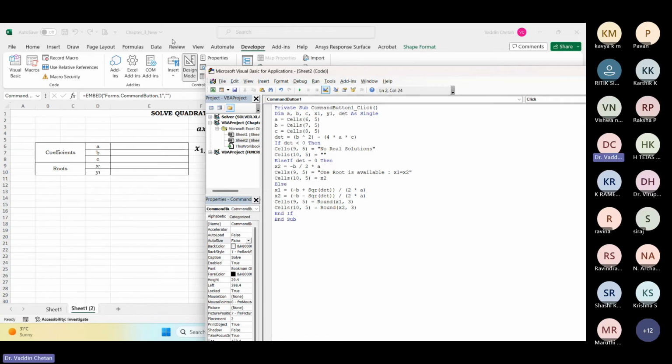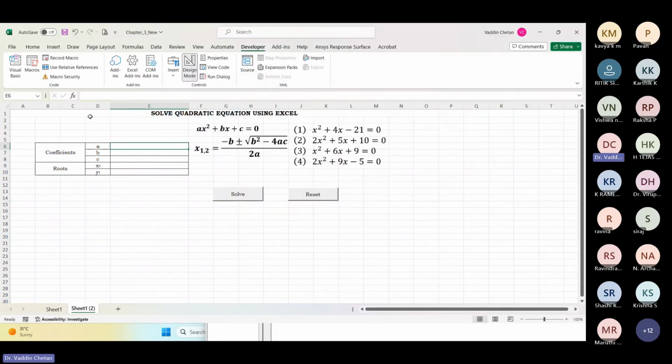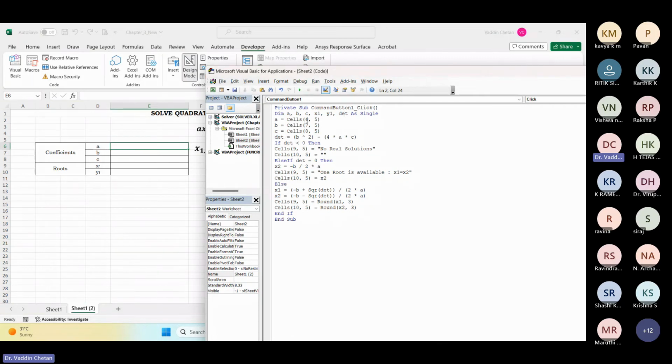Which cell corresponds to value A, B, C? The cell position is E6, right? You can see the cell position here. E6 corresponds to this, but in VB code, X also starts with the row number, Y also starts with the row number.